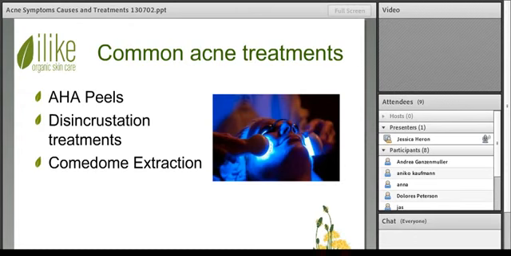Comedome extraction. Manual extraction of comedomes cuts bacteria and also reduces the size of the pores. So it'll help to tighten the pores, plus reduce the amount of bacteria that's being built up in the pore, and helps to prevent the first stage, when we were talking about comedomes, how, especially a closed comedome, has a higher risk of becoming an inflammatory lesion like a papule or pustule.